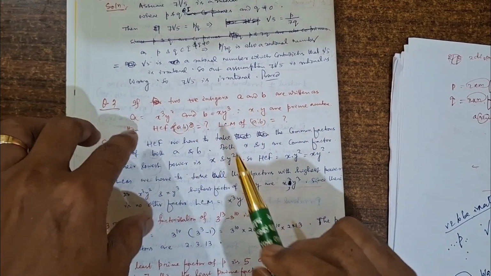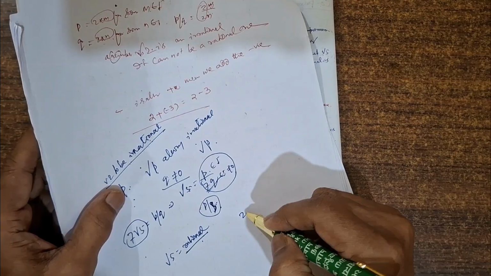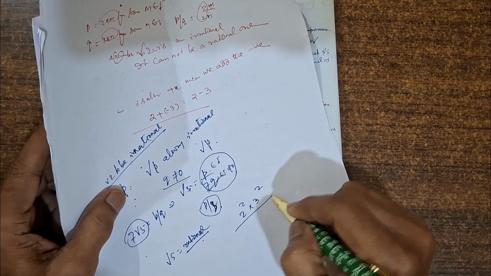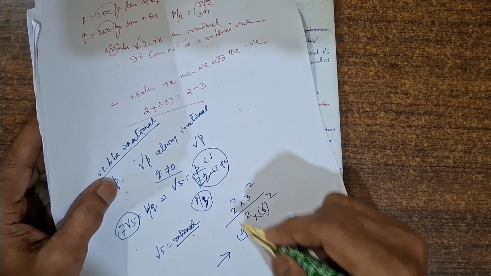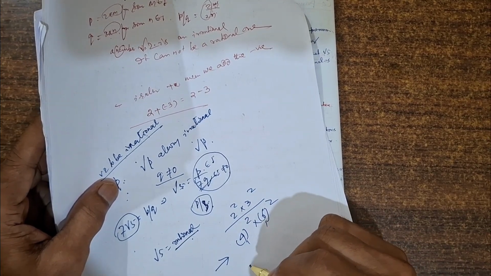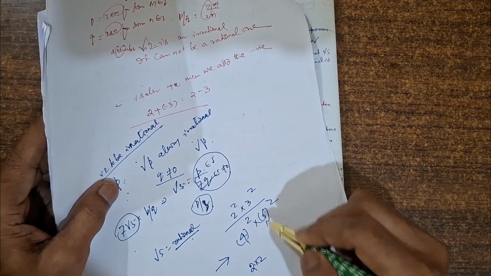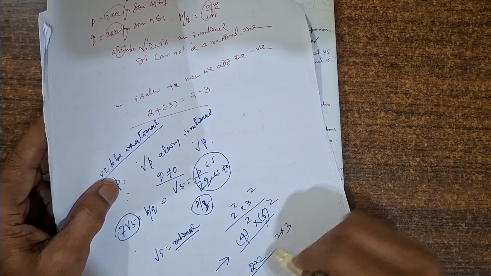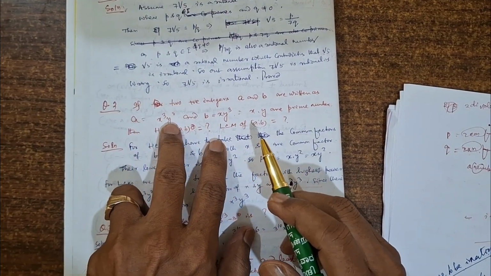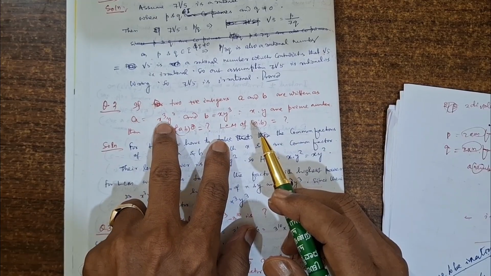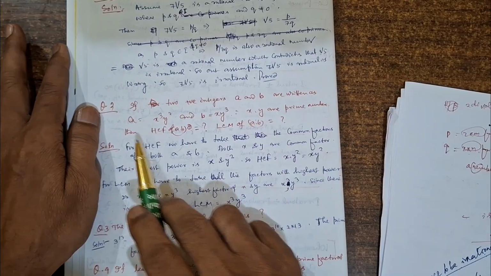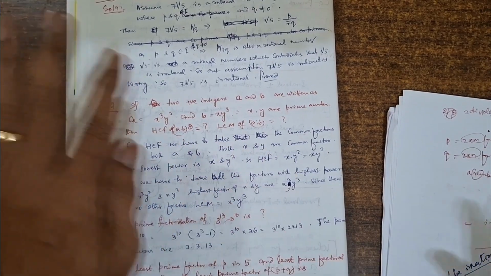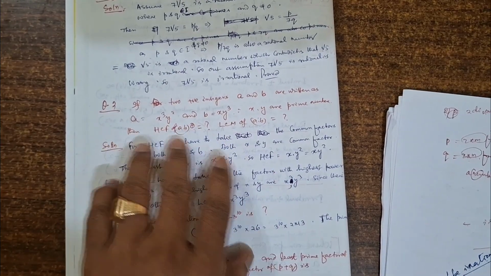Whenever it is written as, suppose, 2 square into 3 square, we cannot write it as 6 square, which is another number. Always we have to write in the form of prime factors. So always express in prime factors. Here a is x cube y square and b is x y cube, with x and y prime. Now we are asked to find the HCF and the LCM.